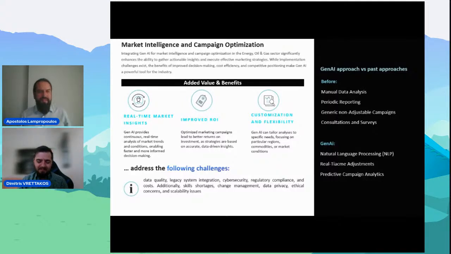This is a very interesting case regarding market intelligence again. And thank you for showcasing this small example of these 4 use cases for the oil and gas industry. I think this concludes the use case part. And let's move on to the next section before we go to the Q&A.